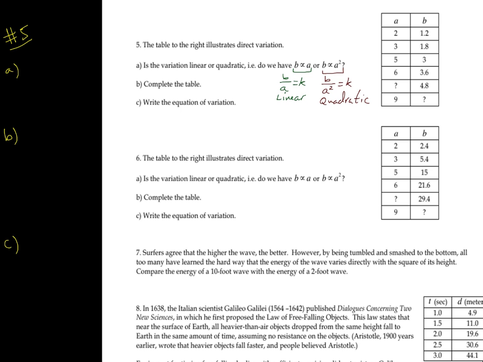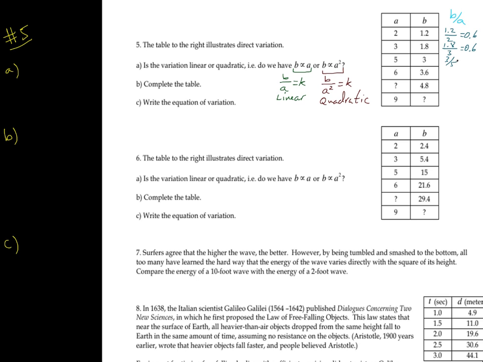So for part A, we just really want to know, is the variation linear or quadratic? Is the ratio of b to a always the same, or is the ratio of b to a squared always going to be the same? Well, let's check it out. If I go ahead and look at, say, b over a here, well, for these values, I'm going to get stuff like this. 1.2 divided by 2, well, that comes out to be 0.6. Moving on, 1.8 divided by 3, oh, okay, that's also 0.6.